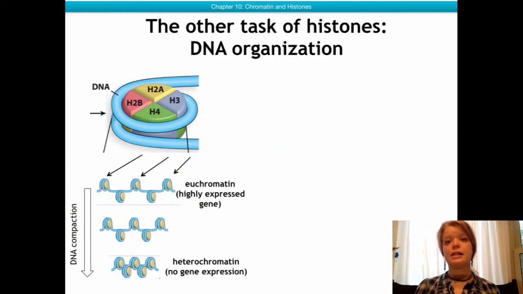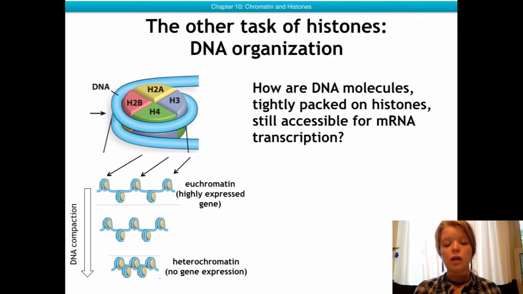Now, there's another task that histones also perform, and this is DNA organization. Remember from the beginning of this lecture, I talked about how it's not just important to stuff the DNA into the nucleus, but it's also important to be able to transcribe something from it. If you can't make RNA off of it, why do you need the DNA? You can't run a cell. So how is it that the DNA molecule that's packed into histones still remains accessible to mRNA transcription?